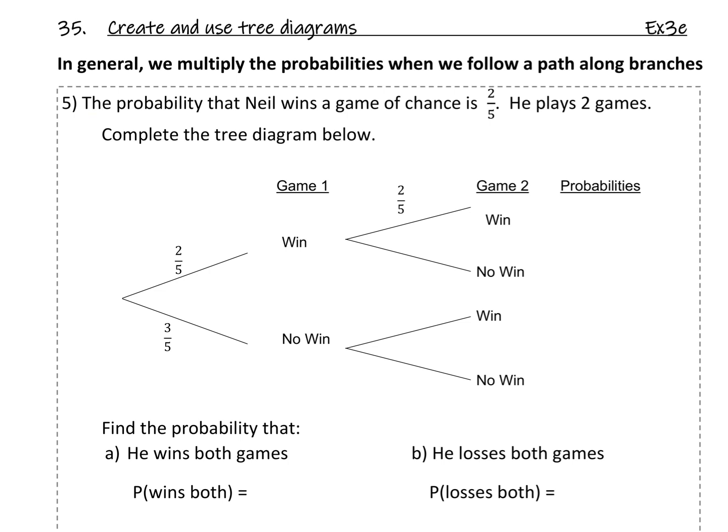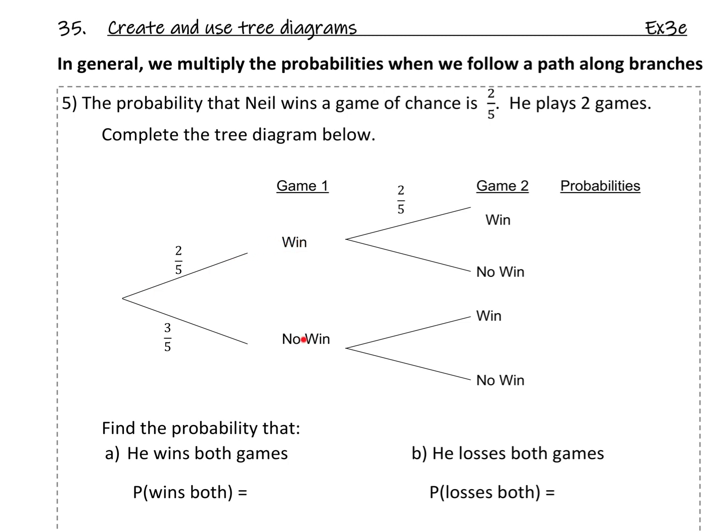The probability that Neil wins a game of chance is 2/5. He plays 2 games. Complete the tree diagram below. So the first game here, you start here, and this represents the first game. You either win the game or you don't win, no win. The outcome, what happens, goes at the end of the branch, okay?